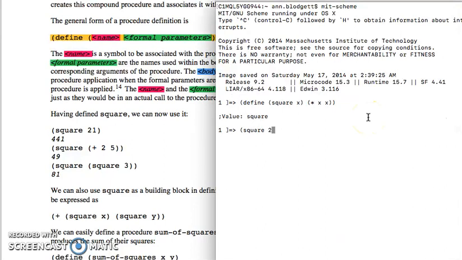Square of 21 gives 441. Square of adding 2 and 5, and then squaring it, gives us 49. And squaring, so if you square 3 and then square it again, you end up with 81.